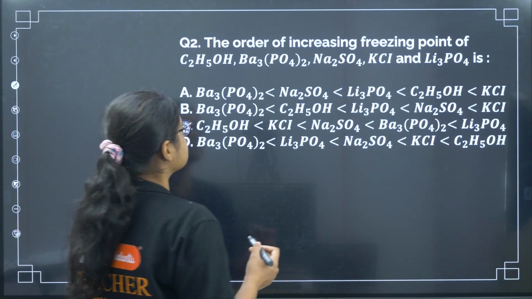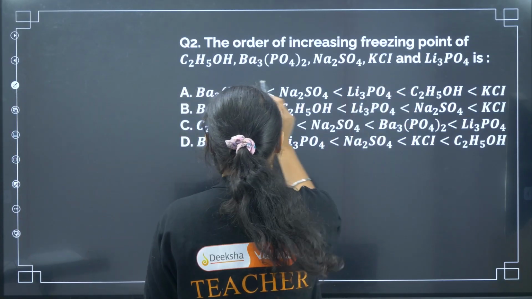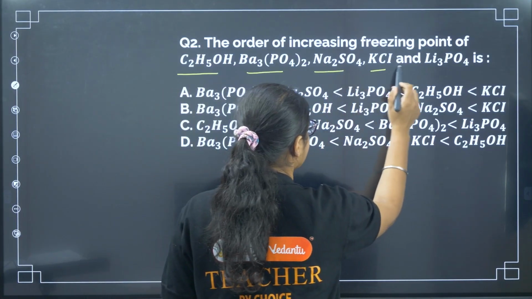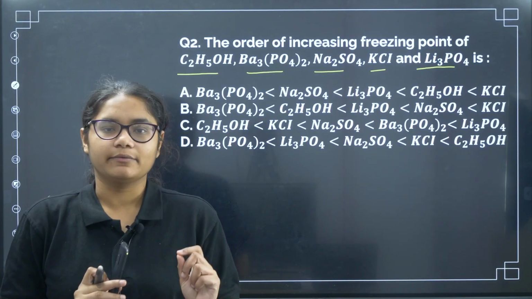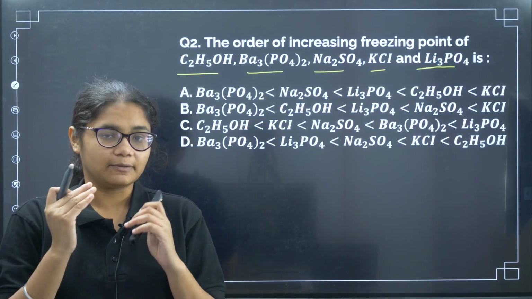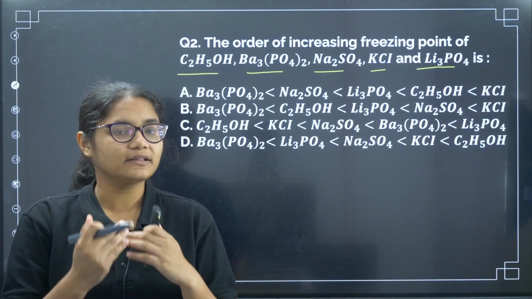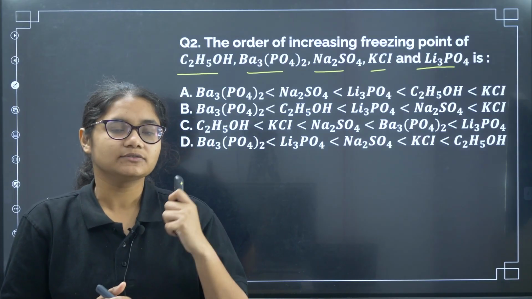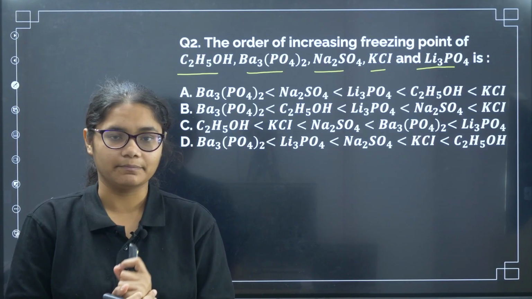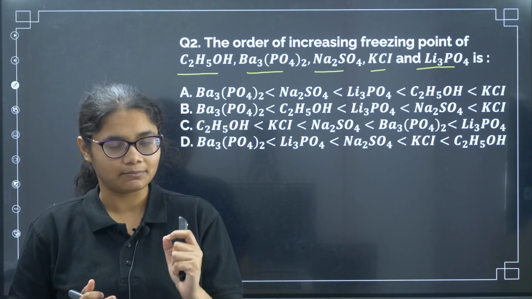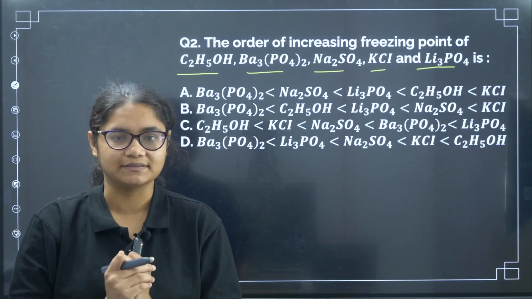Second one: the order of freezing point of these different compounds is given, and we have to find the order of their freezing points. This one is a very tricky question. You have to understand that if the depression in freezing point is more, then the freezing point will be less, right? So we have to check those where the depression in freezing point will be minimum. If the depression in the freezing point is minimum, then the freezing point will be maximum, right?